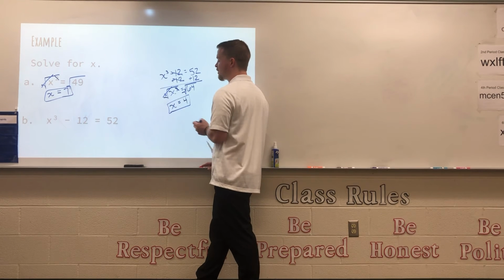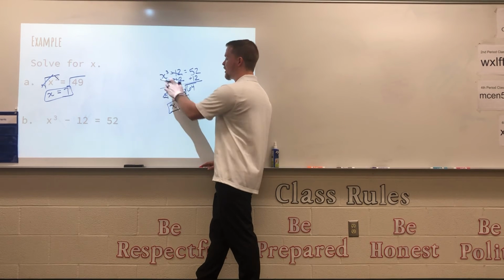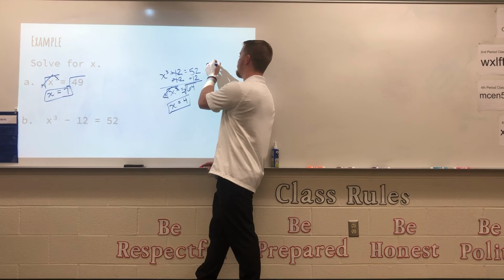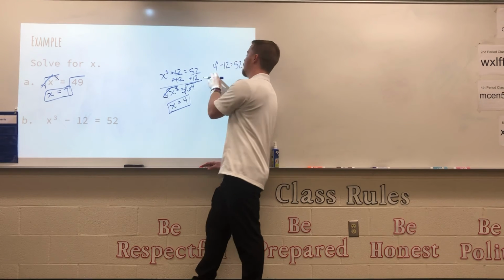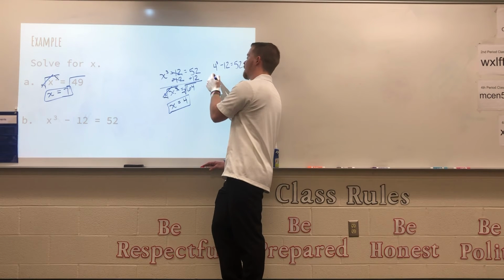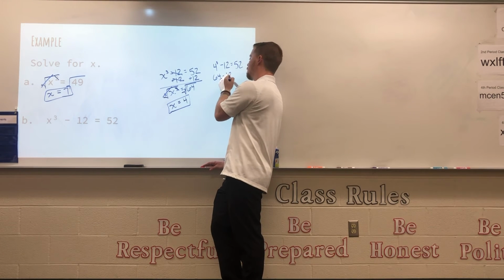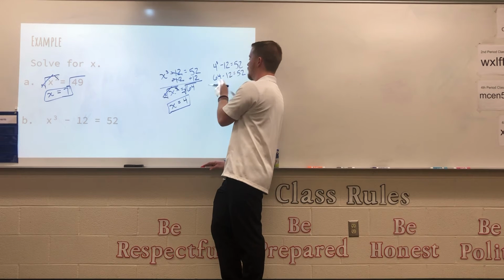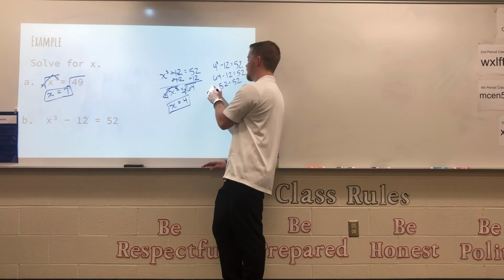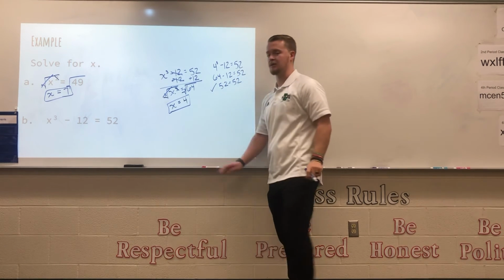And you can always check that answer like we talked about before. You take that, plug it back in. So that would be 4 to the third power minus 12 equals 52. 4 to the third power, you type that in your calculator, is 64. Minus 12 equals 52. 64 minus 12 is 52, and that equals the right side. So that means it is the right answer.